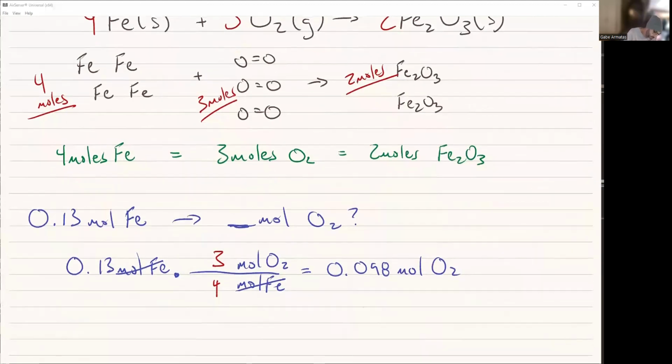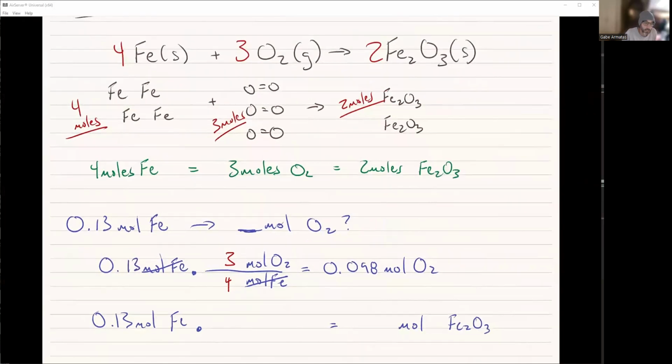And we could do that same thing. So my question for you is, if I start with 0.13 moles of iron, how many moles of Fe2O3 will I end up with? Okay, so go ahead and do that math, pause this, do that quick math, and see if you can set it up properly. And I'm going to keep going right now. So I want moles of iron to cancel, so I'm going to put that on the bottom. I want moles of Fe2O3 to prevail. So for every 4 moles of Fe, 2 moles of Fe2O3. It's basically half.